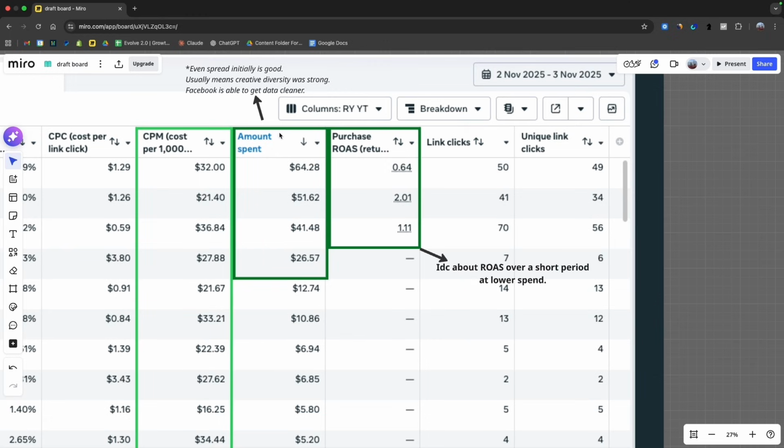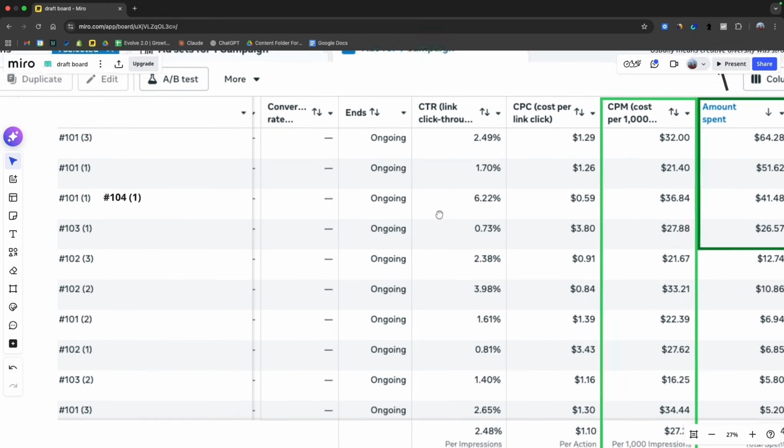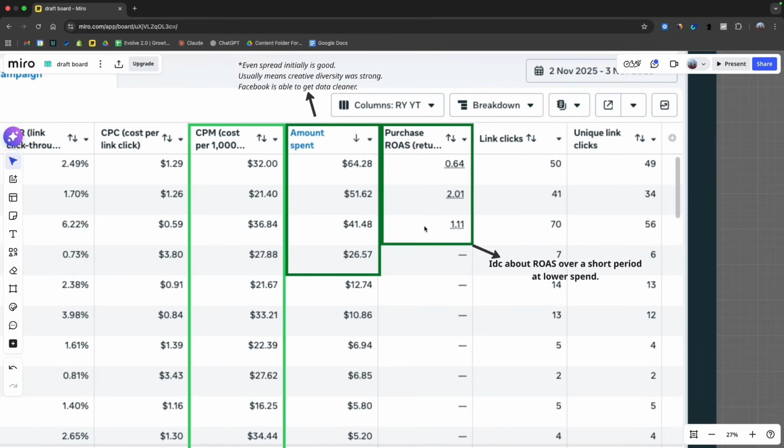We can see here a very nice even distribution in spend between 101, 101, and 104 here. Again, I messed up the naming system, so ignore that. This is good because this shows us that our creative diversity was pretty strong, and the visuals were clear, which allows Facebook to spend on them more effectively and get data.